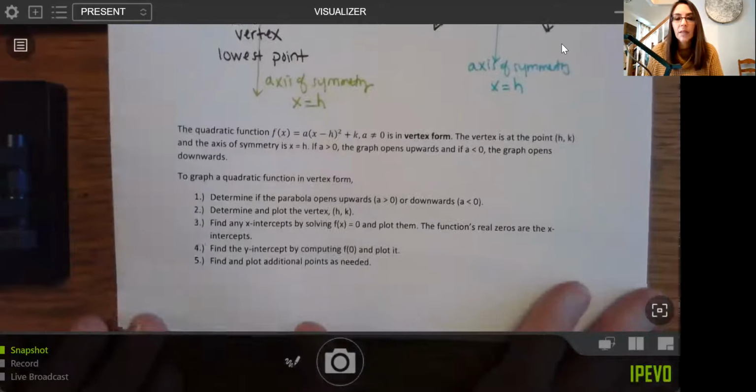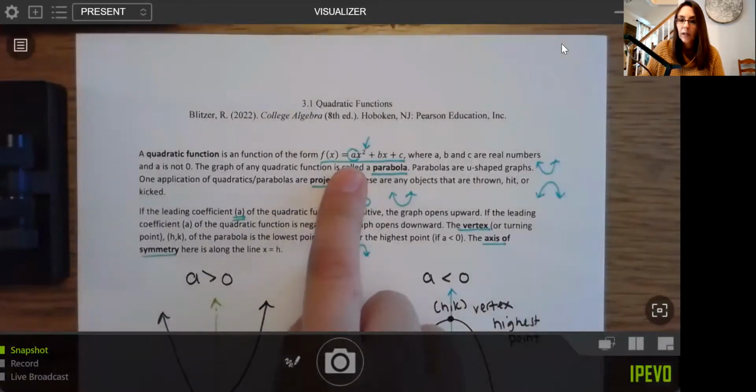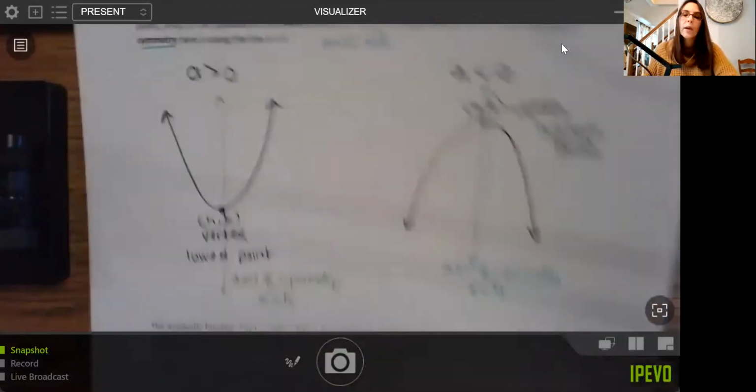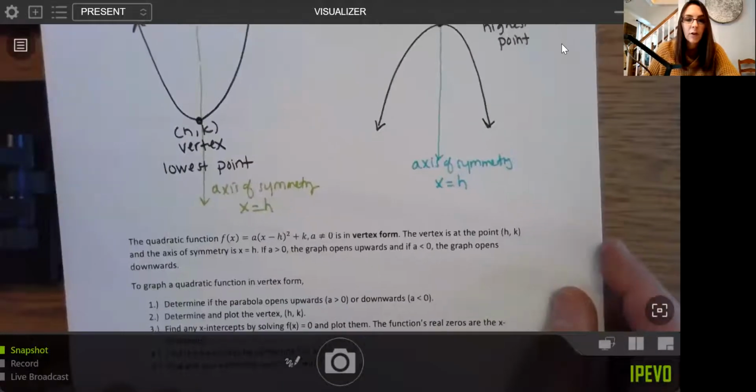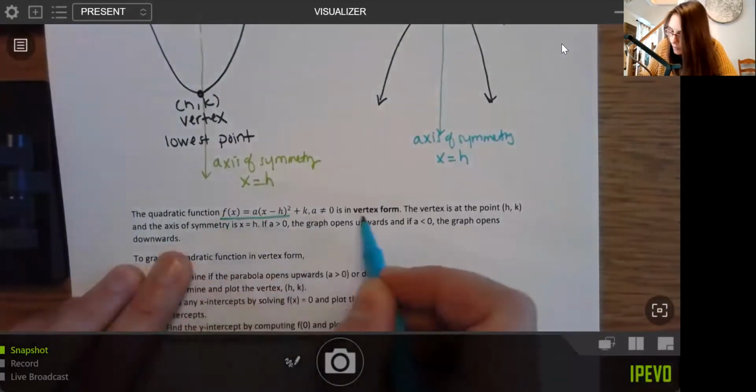Now there's different ways to write a quadratic. So we saw one form up here where you just had the squared term first, then the x term, and then the constant at the end. There's another way to write it, and this is typically called vertex form, where it looks like this.